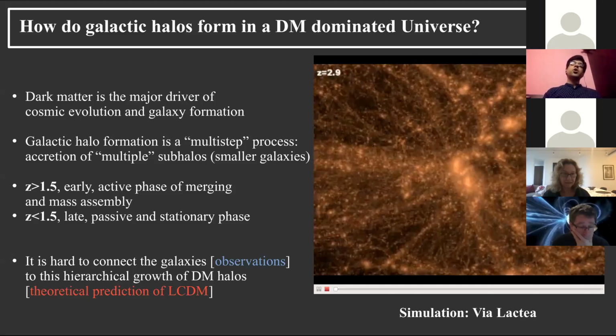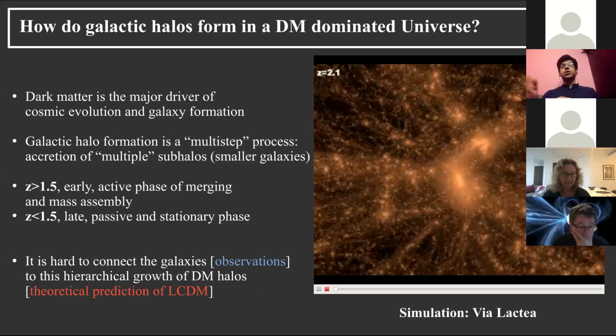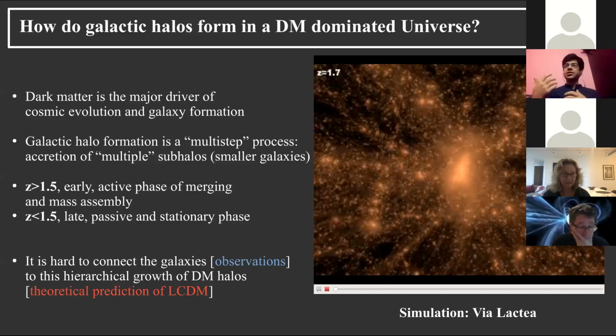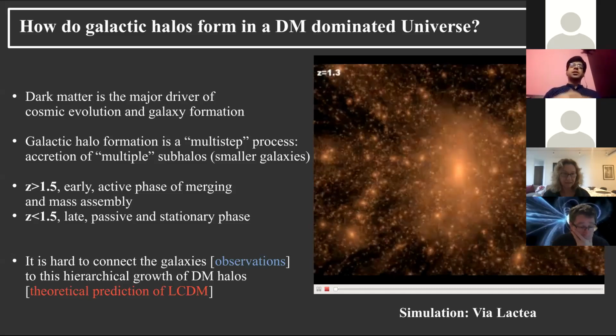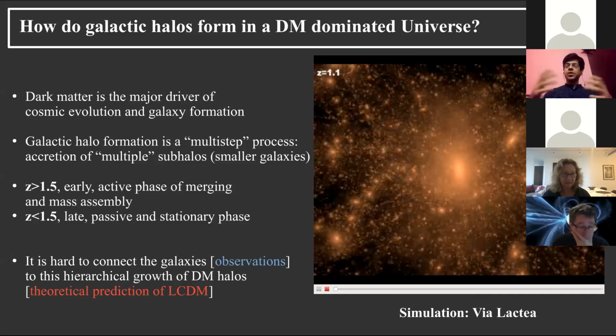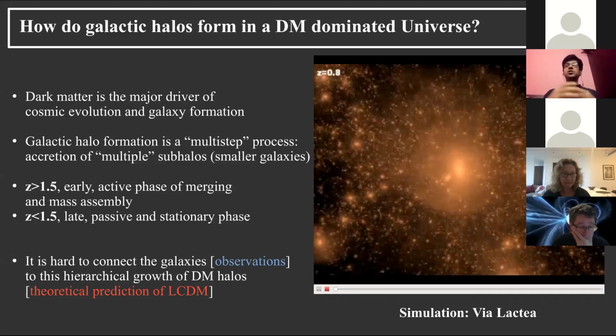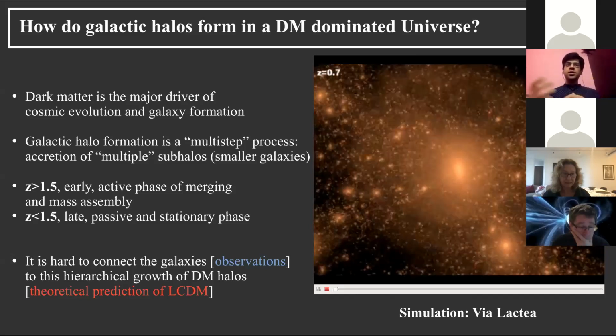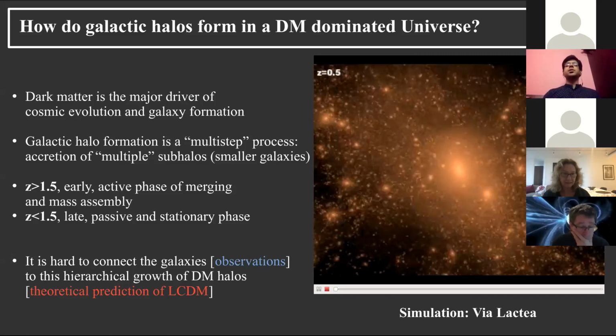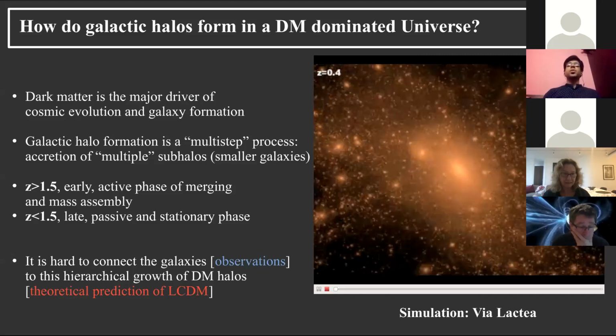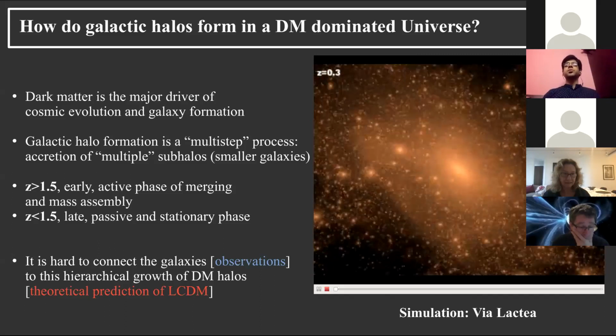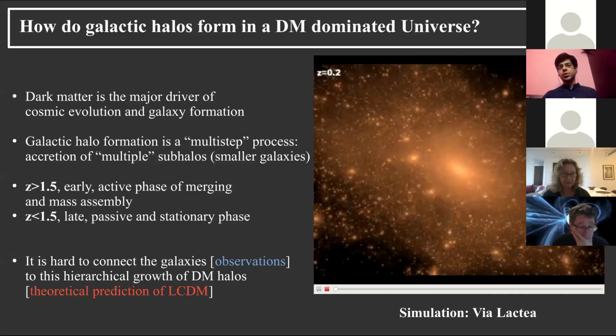And we also have from the simulations this temporal information that at very high redshifts, at very early times, there was an active phase of merging where the rate of accretion of these smaller galaxies was much higher compared to recent times, compared to the last 6 to 8 gigayears, where only 2 to 3 mergers would have occurred, at least for a Milky Way like galaxy.